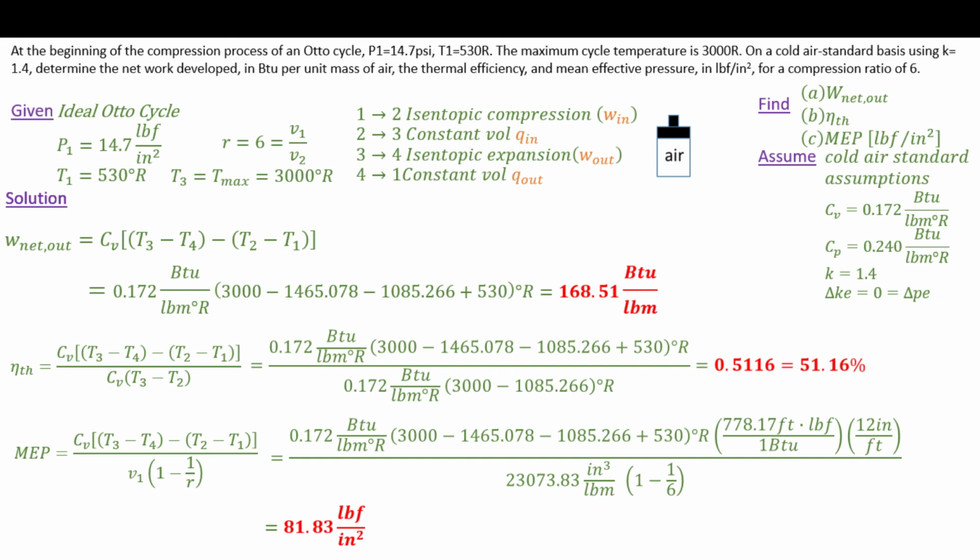So if you look at what we plugged in, there are a few conversions. I needed to reconcile the units for BTU. I also needed to reconcile the inches and the feet. So you need to make sure that all your units are canceling out so that you get the units that you actually want. So I've got 81.83 pound-force per inch squared.